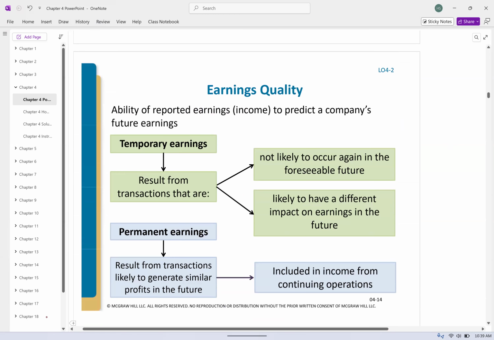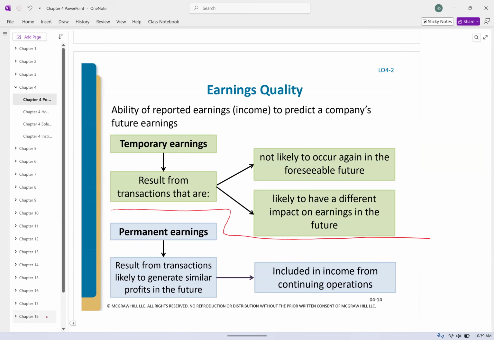All right. So leading on from that, we're looking at the income statement. We're looking at earnings quality. A lot of those things that we're pushing off into their own section are just temporary. They're not going to happen over and over again.